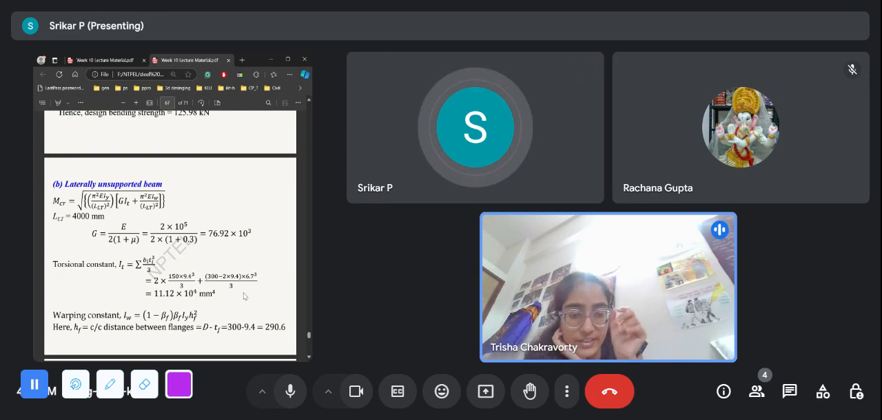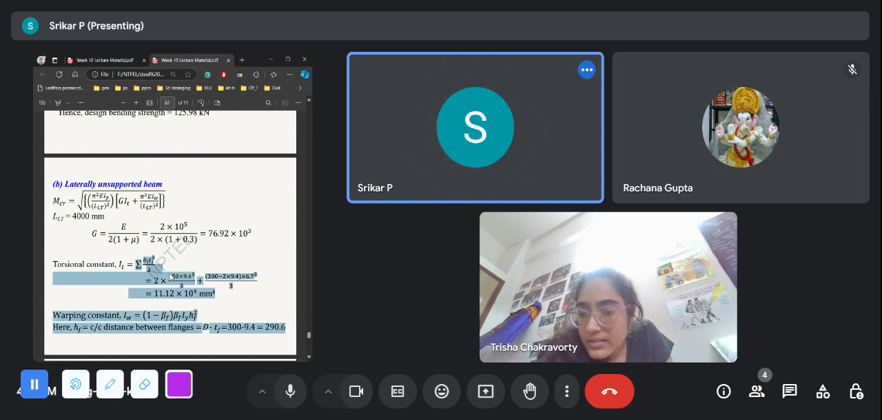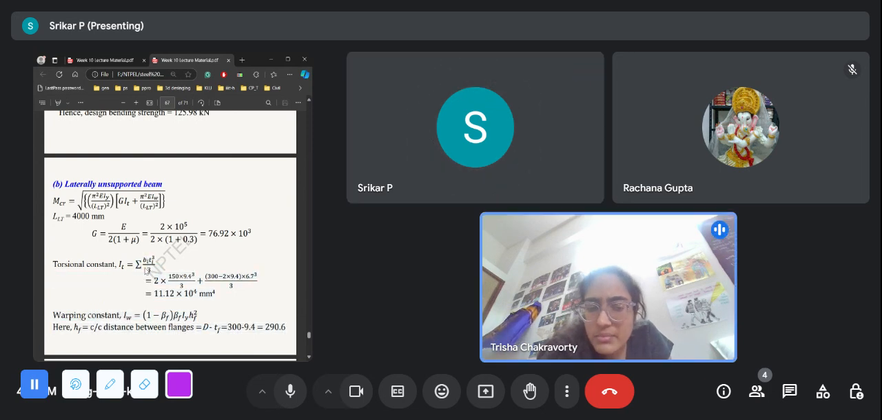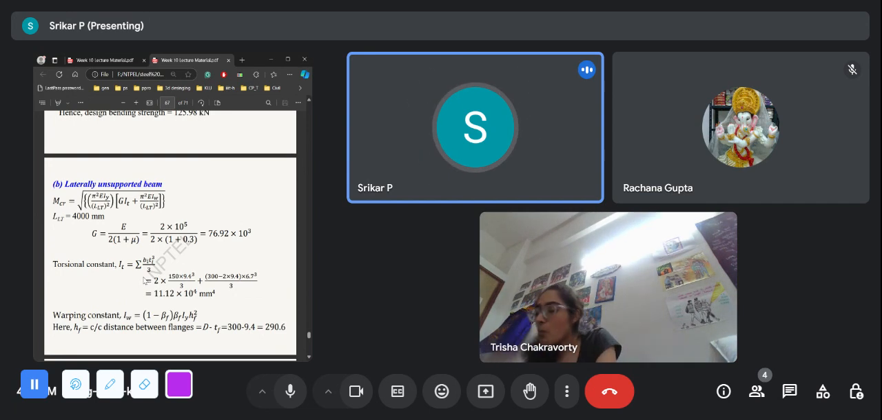You understand width into thickness cubed? Yes, ma'am. Now I got it. So this divided by 3 is, I think, for the I section again. Probably there should be some torsional constant in the code. The torsional constant is the sum of b t cubed by 3 for all open sections. This is in clause 8.2, elastic lateral torsional buckling moment, 8.2.2.1, page 54 of the IS code. Okay, ma'am, wait, I will look into that.